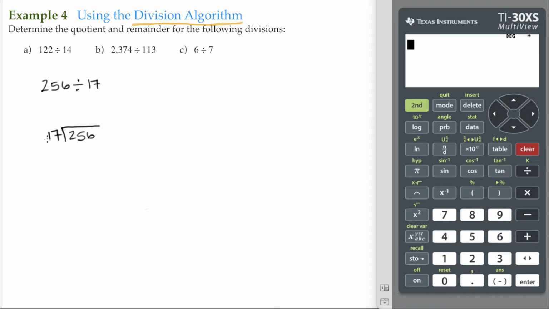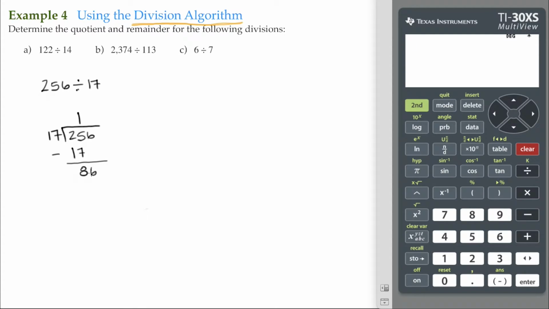Then, of course, what we would do is we would divide in parts. We would take 17 goes into 25. 17 goes into 25 once. We would then do 1 times 17. That's 17. And here's an important part. We would then subtract 25 minus 17, that's 8. And then we would bring down our next digit here of 6. Then we would repeat the process.